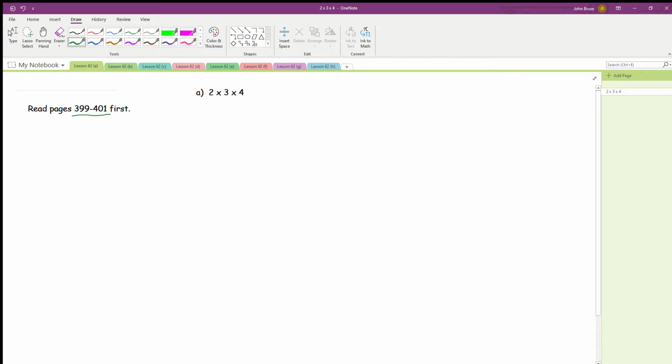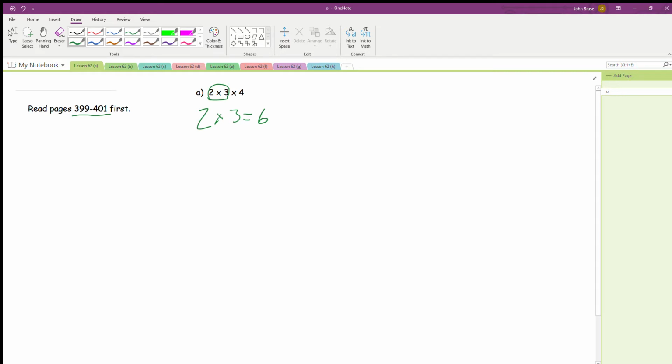Okay, so we're going to start today by multiplying three numbers together. It does not matter which direction you multiply these numbers. You can multiply 2 times 3, 3 times 4, 4 times 3, 3 times 2. It doesn't matter as long as you multiply them all. So we're going to start by multiplying 2 times 3. 2 times 3 equals 6. Okay, so now we've solved this part of the problem.